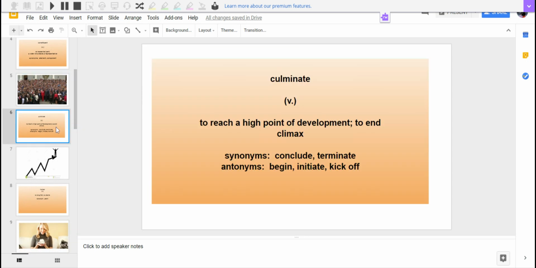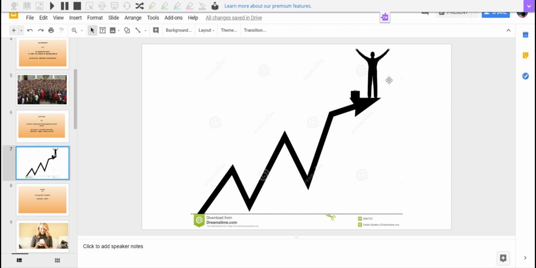Number 3 is culminate. Culminate is a verb, and this is an action verb. This is something that you can do. It means to reach a high point of development, to end, to climax. Okay, so think about your climax chart or your plot chart. The climax is the highest part. That's where it culminates. The story culminates. Synonyms, or words that mean the same, are conclude or terminate. Antonyms are begin, initiate, kick off. And I just put a picture. Ooh, the guy is at the top of the mountain.